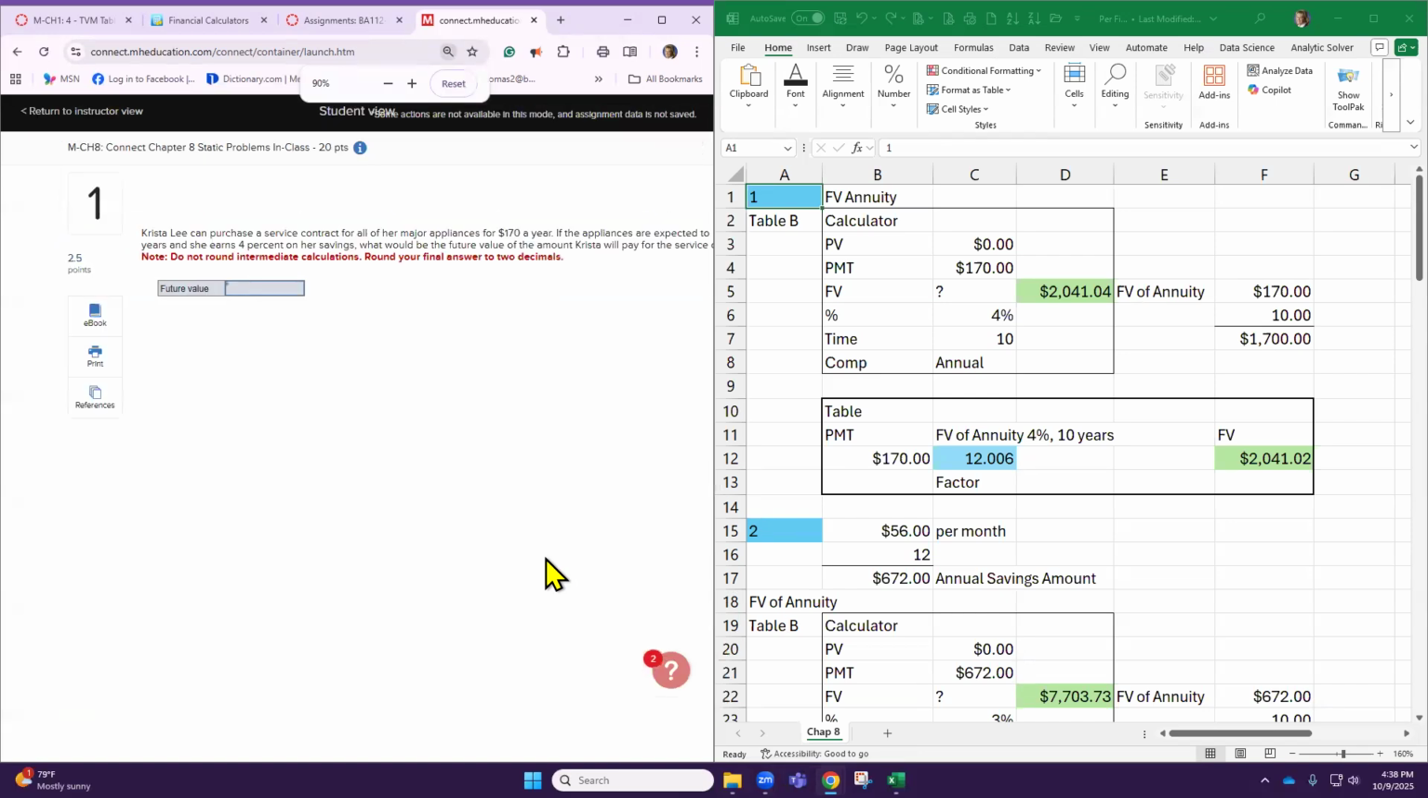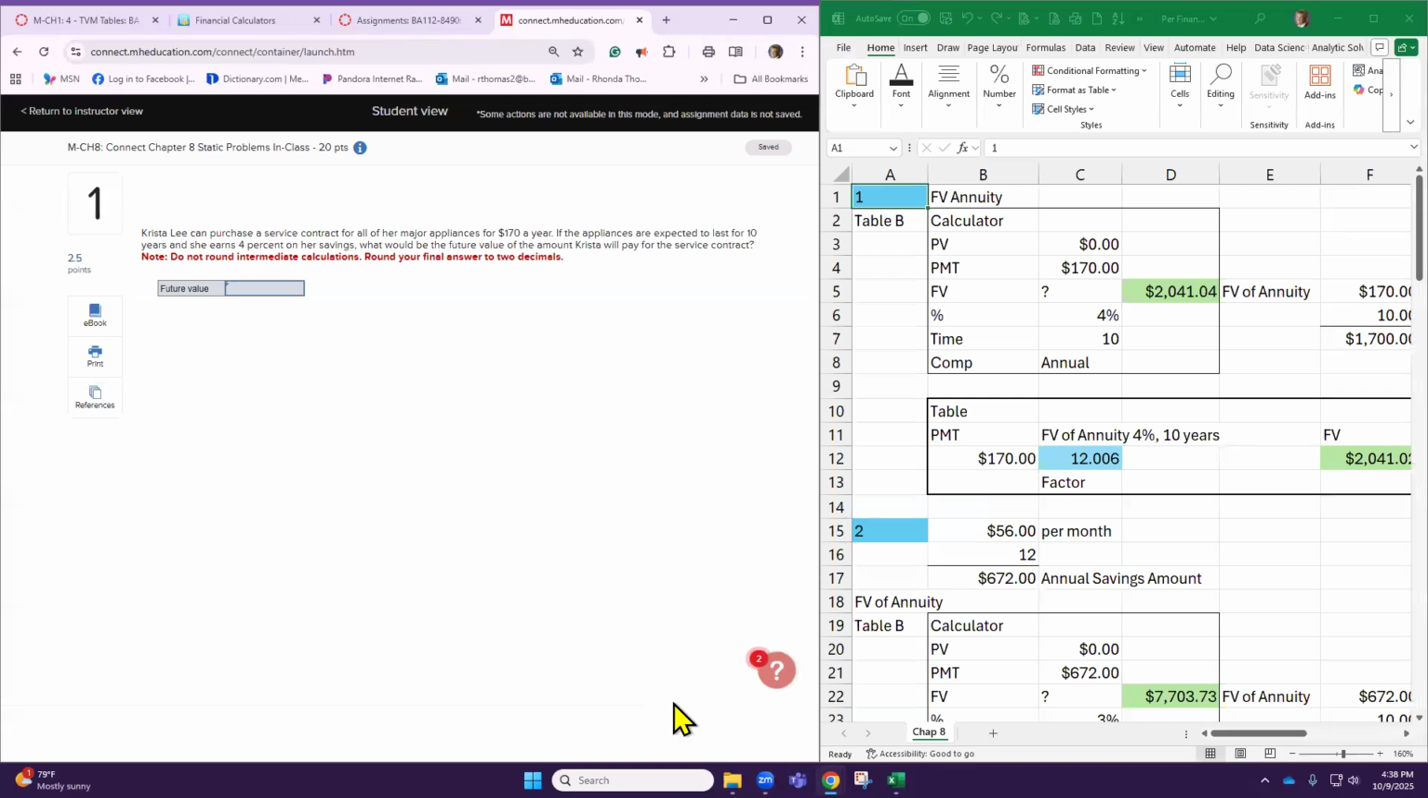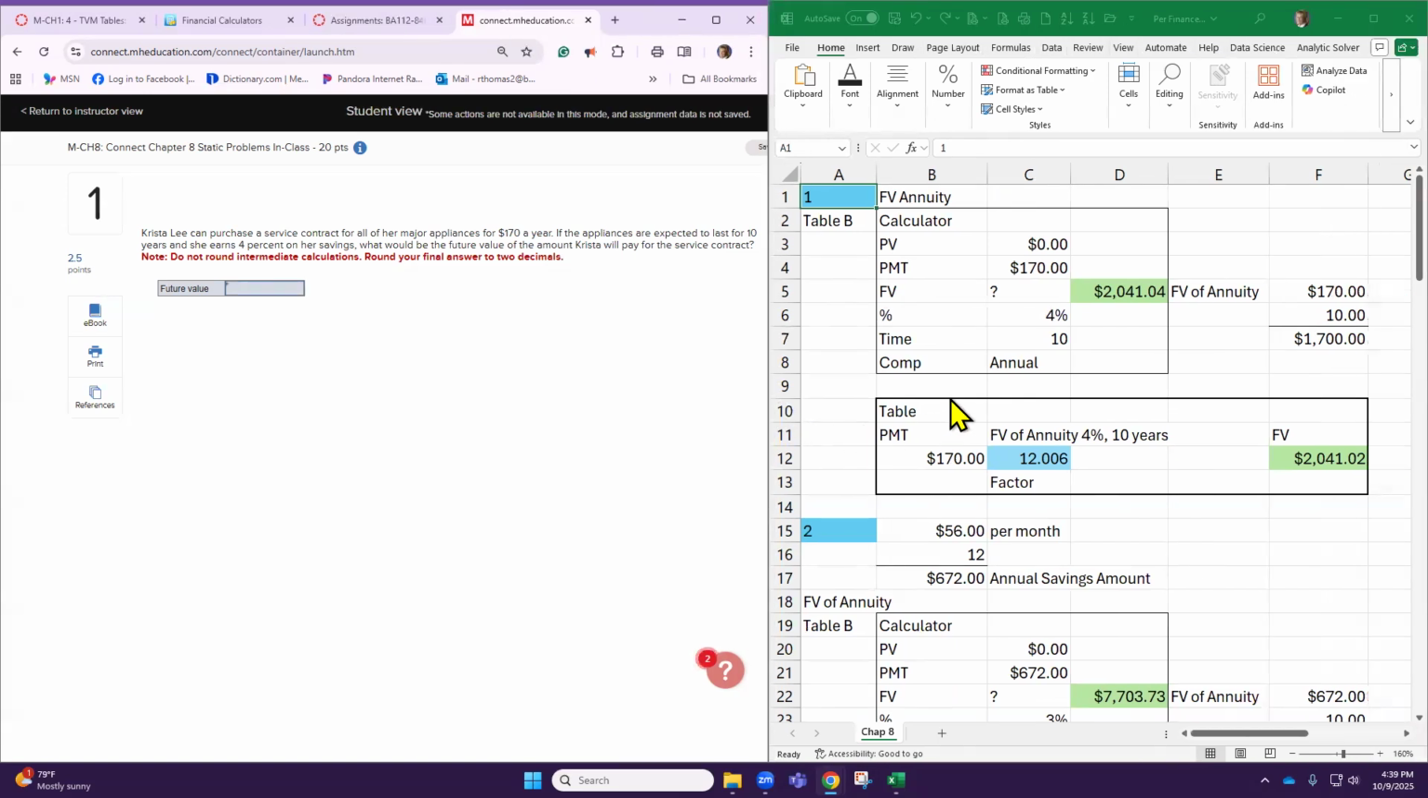Krista can purchase a service contract for all of her major appliances for $170 a year. If the appliances are expected to last 10 years and she earns 4% on her savings, what would be the future value of the amount Krista will pay for the service contract? A service contract, sometimes you end up using it, sometimes you don't. It's kind of like insurance. Insurance is something you pay for that you hope you never have to use.